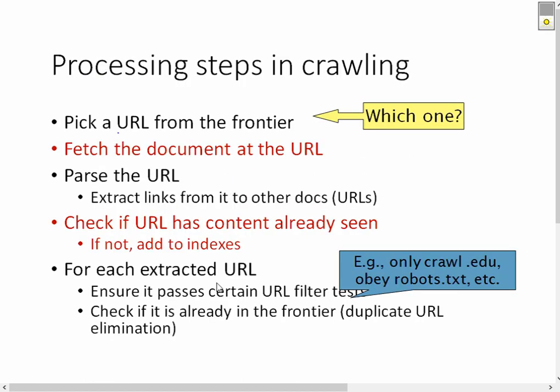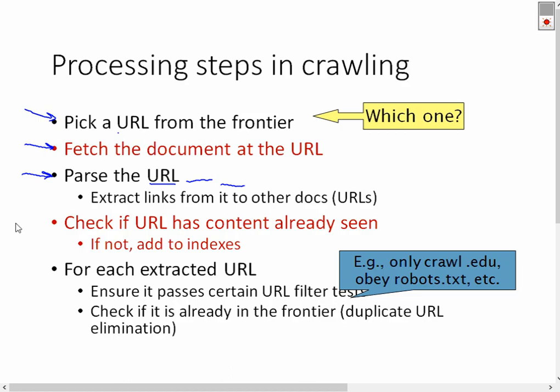So basically we're going to pick a URL from the frontier. I'm going to grab one out of the queue. I'm going to fetch the document that URL specifies. I'm going to parse it. Remember, we talked about the fact that in parsing it, I'm going to extract all the URLs, then get rid of all the formatting. And finally, I'm going to take the bag of words that remains and process them as though they were a document.